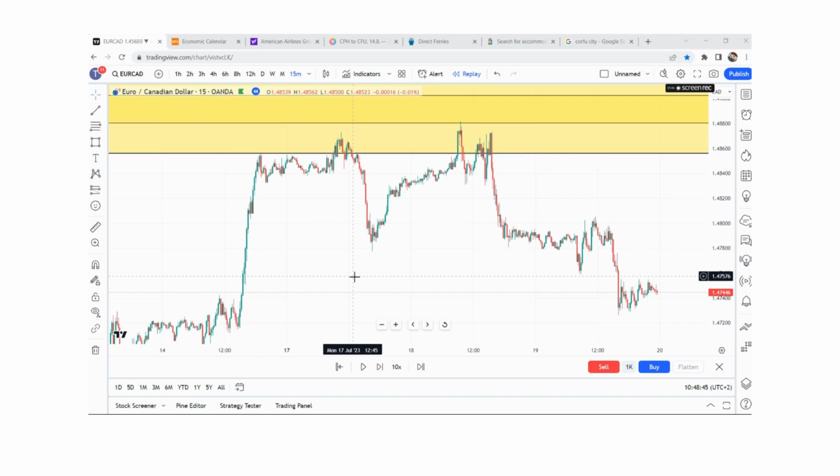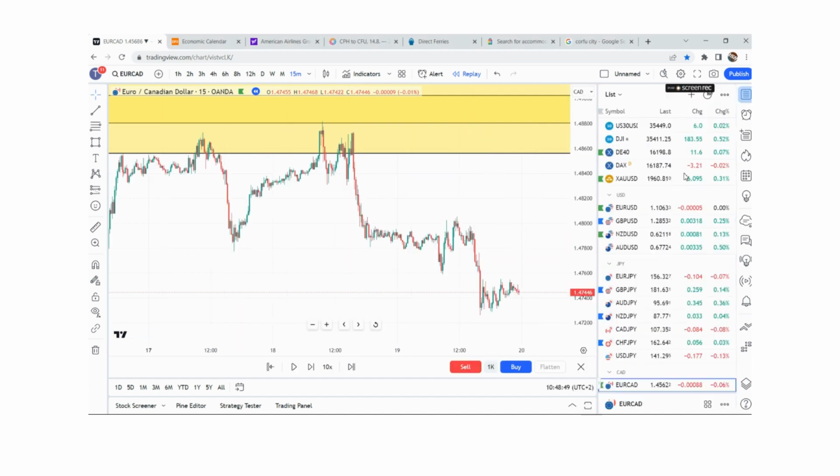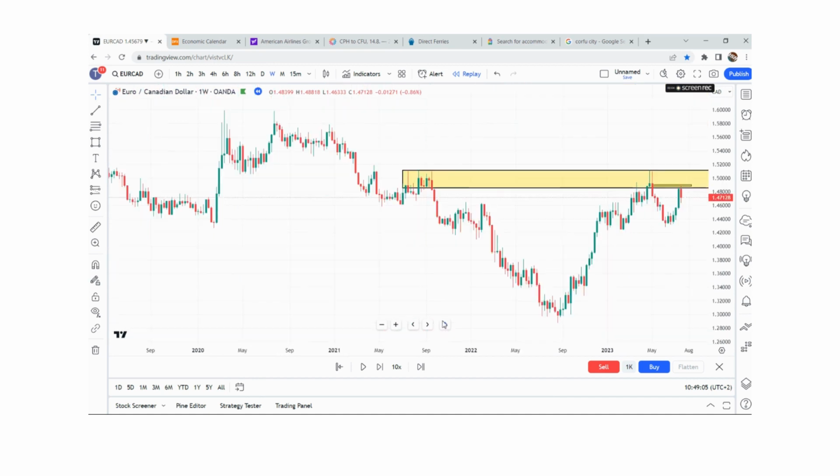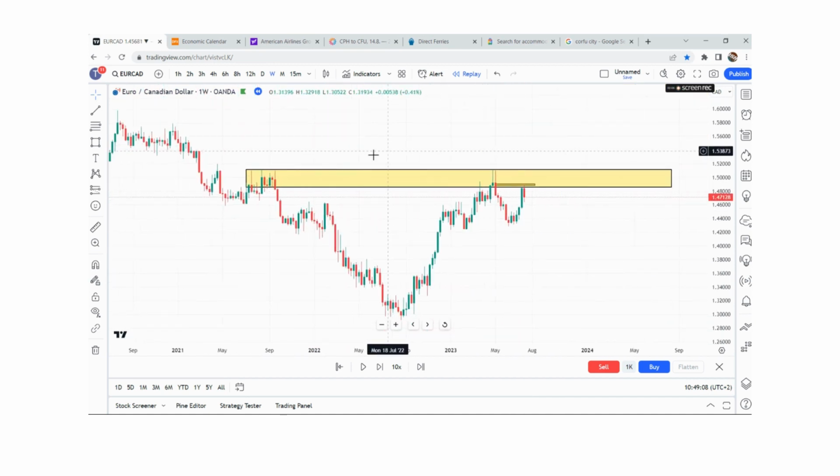Let me get the EuroCAD on the chart. We already have it. That's nice. And I want to remove this one. And as I said, I start with the higher time frame. So what I did is I went on the weekly chart like this. And as you can see, we have drawn a box on this weekly supply level here. As you can see, we have a supply level here on the weekly. And when price went into that weekly supply level, I knew immediately that we have shorting opportunities right here.